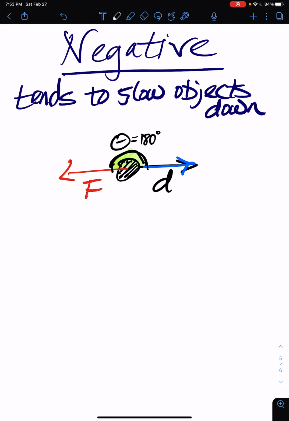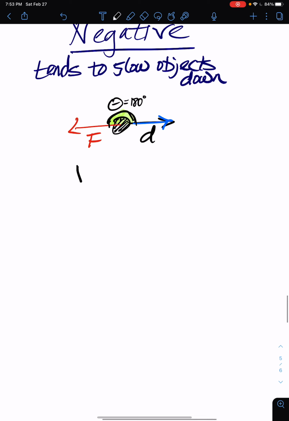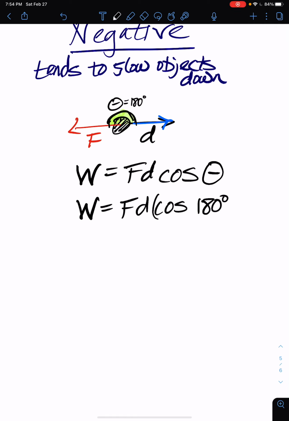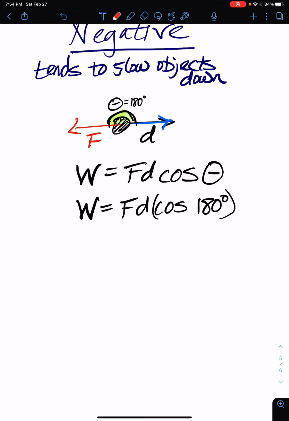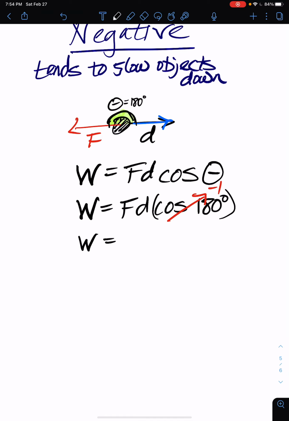All right, notice I drew them tail to tail still, F and D. Let's write the formula. W equals FD cosine theta. I'll just write it out, then modify it. W equals FD cosine of 180. What is the cos of 180? It is -1. And if you don't have that memorized, that's one you want to memorize. So we get W equals negative FD.